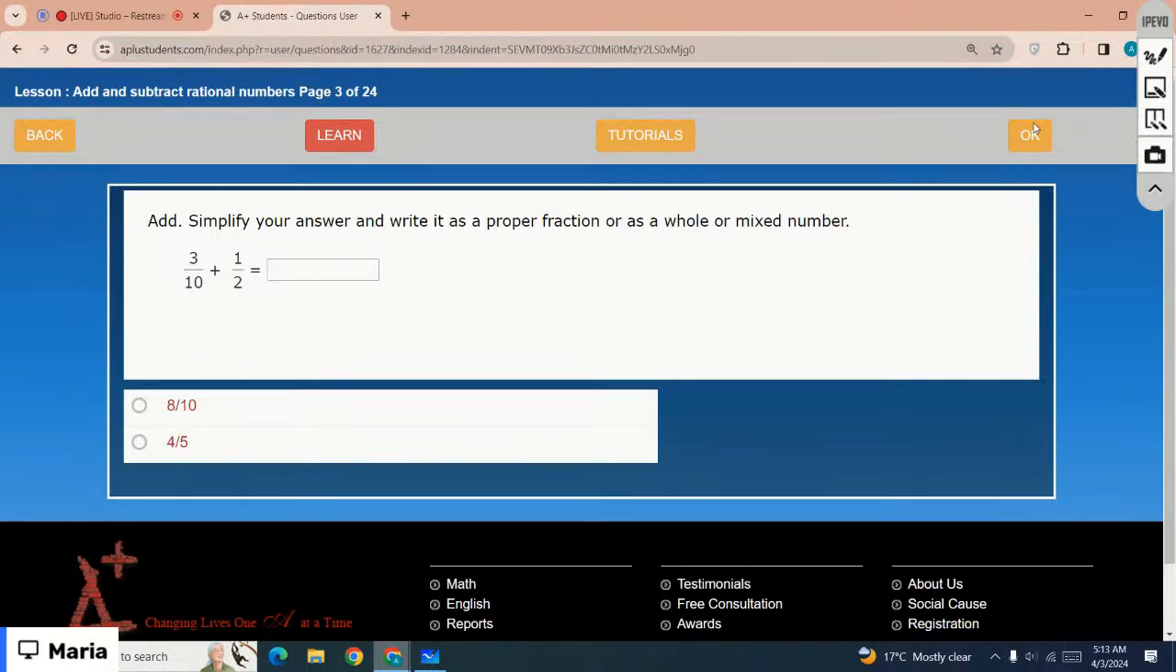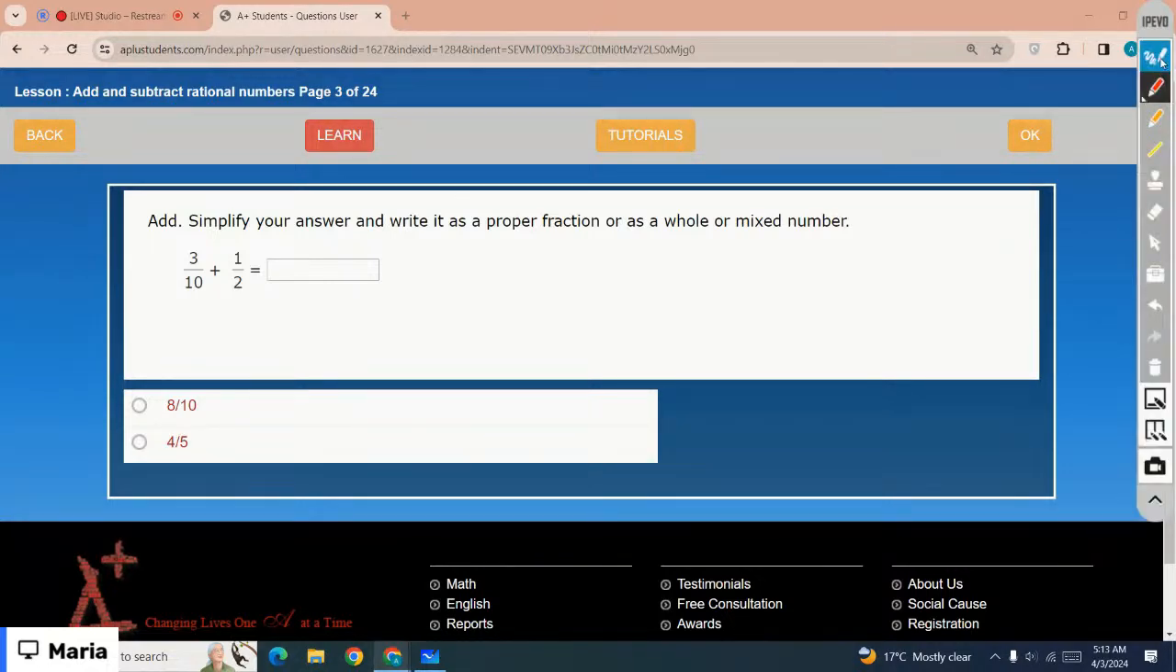3 by 10 plus 1 by 10, which is the correct option? Let's just make their denominators like denominators, that is 3 over 10. You have to multiply this fraction by 5, like we do with fractions, right? Nothing new here. 3 by 10 plus 5 over 10. So you need to add them, that is 8 over 10.